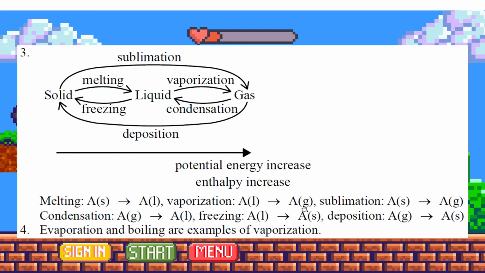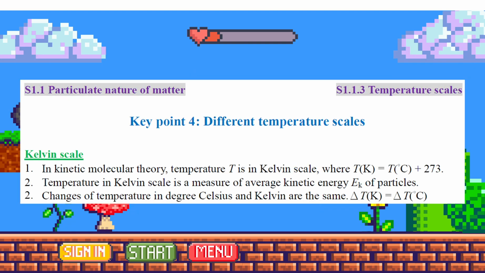We call all of these vaporization, liquid to gas. So evaporation and boiling are examples of vaporization. And the last one, we have the concept we call different temperature scales. In kinetic theory, we use the Kelvin scale. You have heard of it, absolute zero, right?